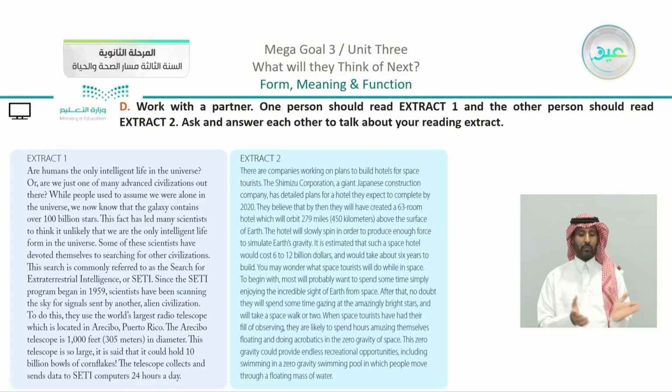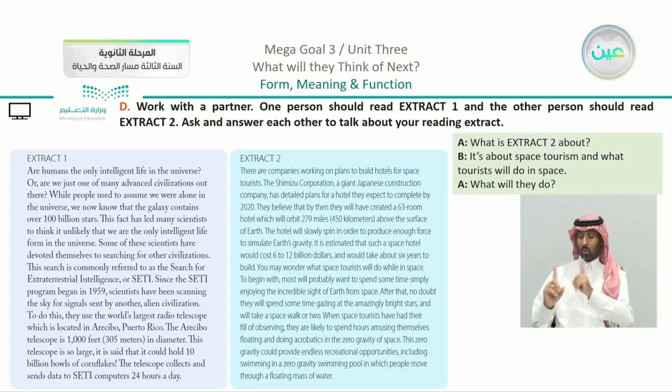Okay, moving on, we have the second example on the same page. We can see: work with a partner. One person should read extract 1 and the other person should read extract 2. Ask and answer each other to talk about your reading extract. So you are going to practice together in class.